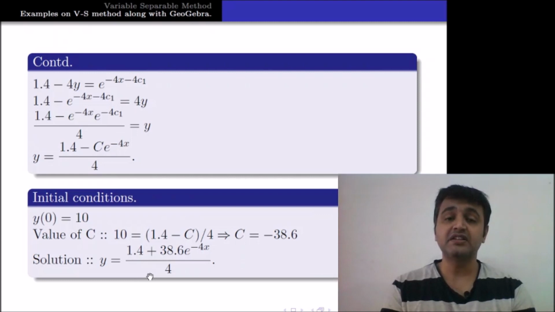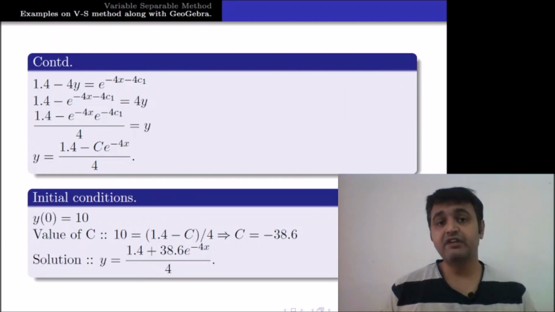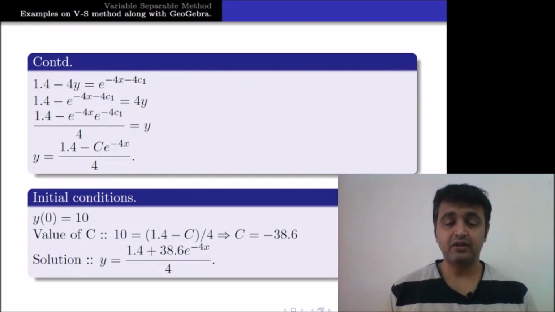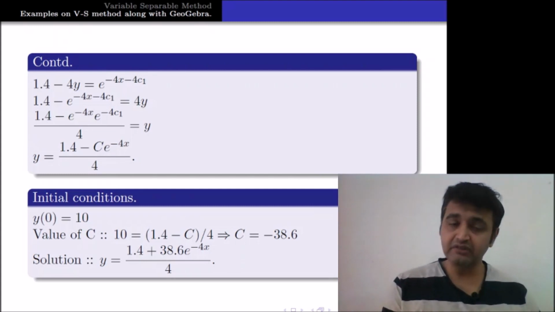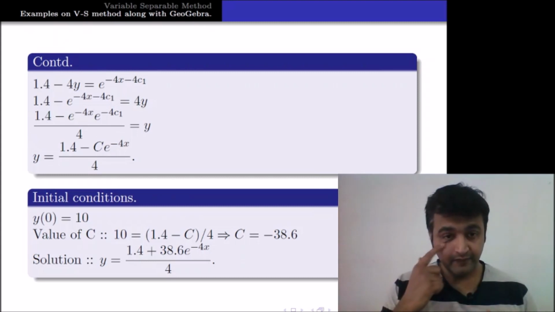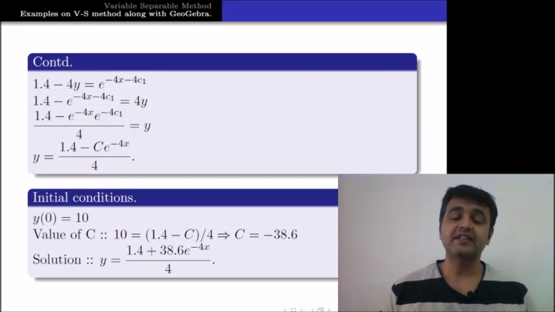Now the next thing is something called the initial conditions. Now what are initial conditions? There is something called an initial value problem. So what is an initial value problem? An initial value problem is when a differential equation is given to you and some initial conditions are given to you. Then this together is called an initial value problem.